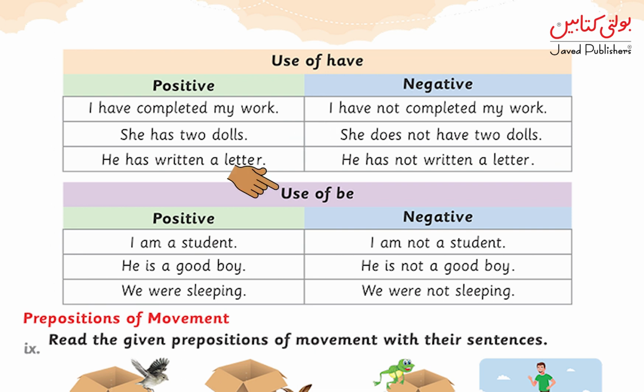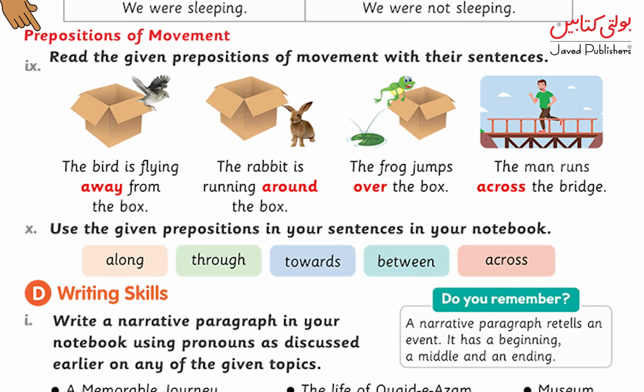And let's learn the usage of be. The forms of be are is, are, was, were. So when we'll use be as a positive statement, we would say I am a student, he is a good boy, we were sleeping. And in negative form, we would say I'm not a student, he's not a good boy, we were not sleeping. Let's learn about prepositions of movement now.